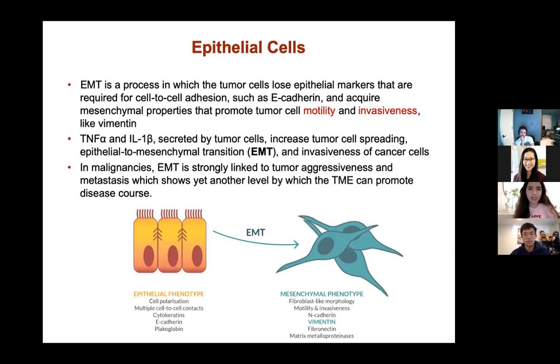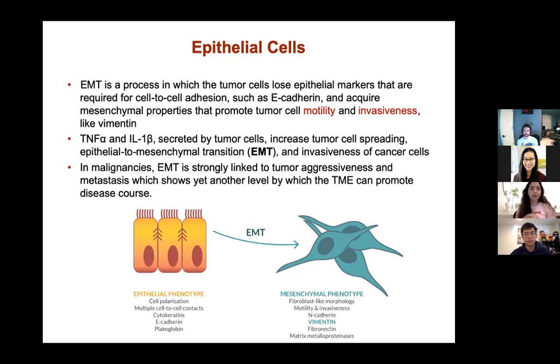So EMT is basically a process in which a tumor cell loses some of the epithelial markers that it has that are very much required for cell-to-cell adhesion, because that's what epithelial cells are great at, right? So the connection that they have to one another to be able to, for example, form the skin barrier. So they lose that, and then they acquire more mesenchymal properties. Mesenchymal cells are very motile, right? So motility and invasiveness then become associated with the tumor cell, like Vimentin, which is what we use in our assay.